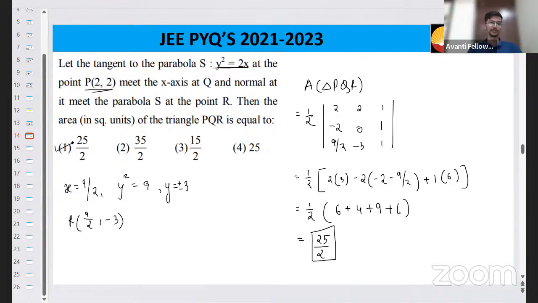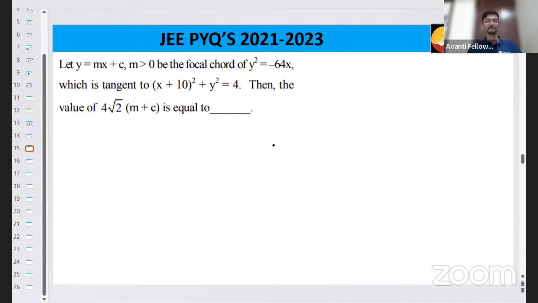So I think it is option A. I hope it is clear. Now we'll make sure to avoid calculation mistakes in the next questions. Let's see the next one here.